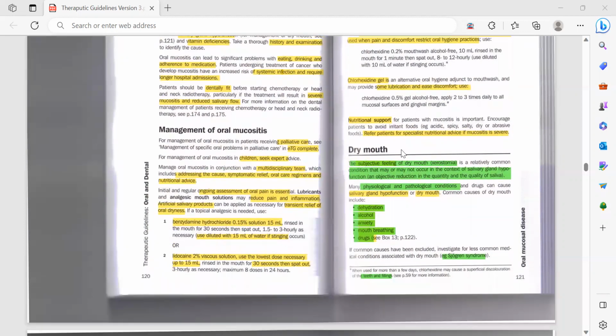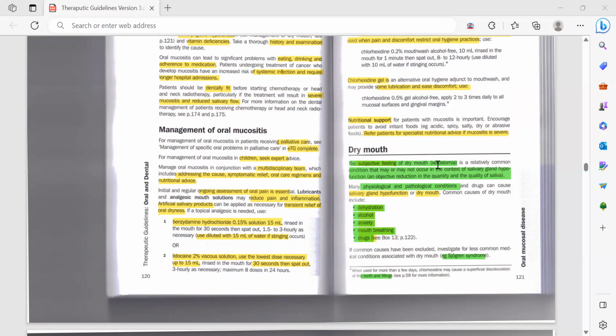Then dry mouth. Dry mouth is a very, very important topic. There are some questions which are related to dry mouth, because dry mouth can lead to more cavities in the mouth. Dry mouth can also lead to more gum conditions. So this topic is very important.